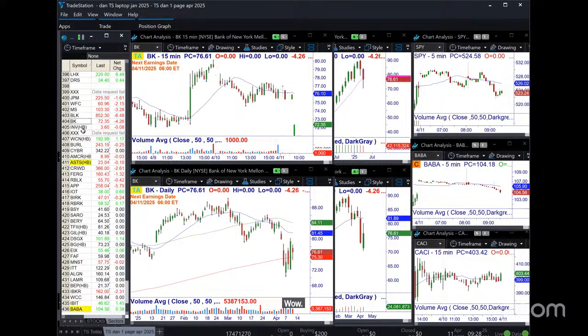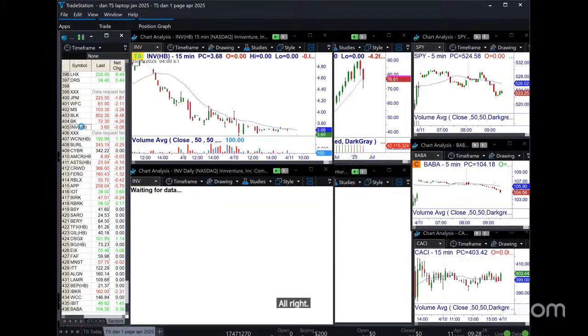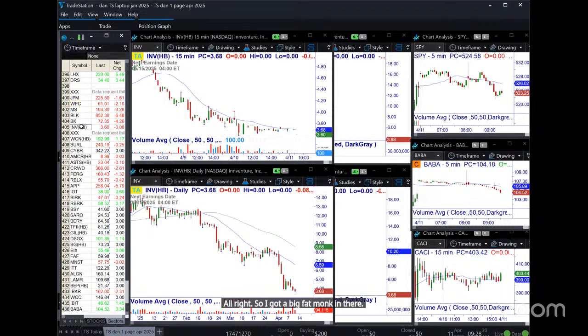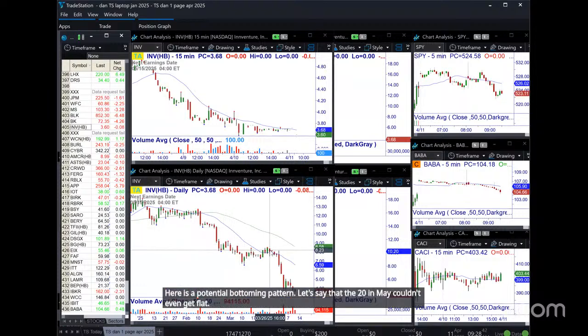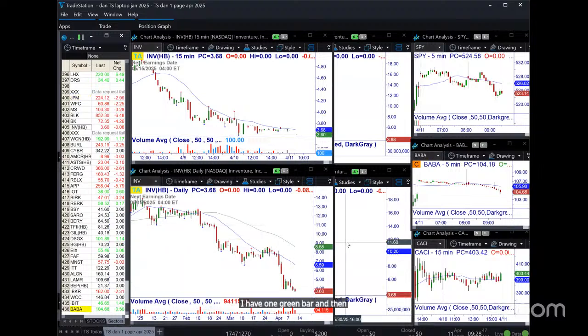All right, so I got a big fat mountain there. This poor thing. That's a nasty trend. Here was a potential bottoming pattern, but see that the 20 MA couldn't even get flat. I had one green bar and then fell again. So that's horrible.